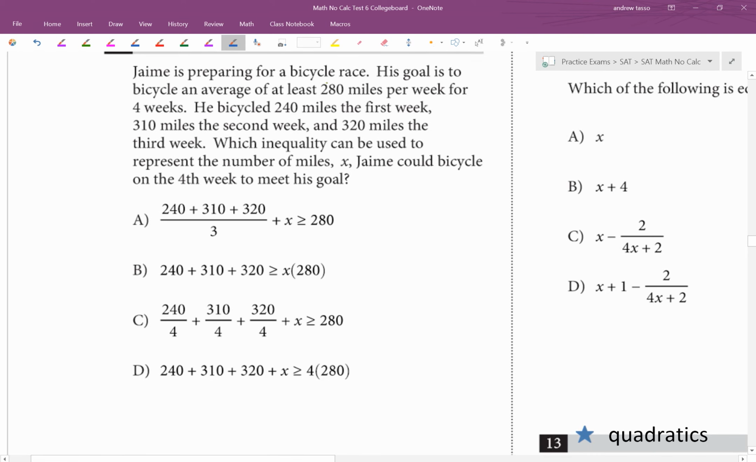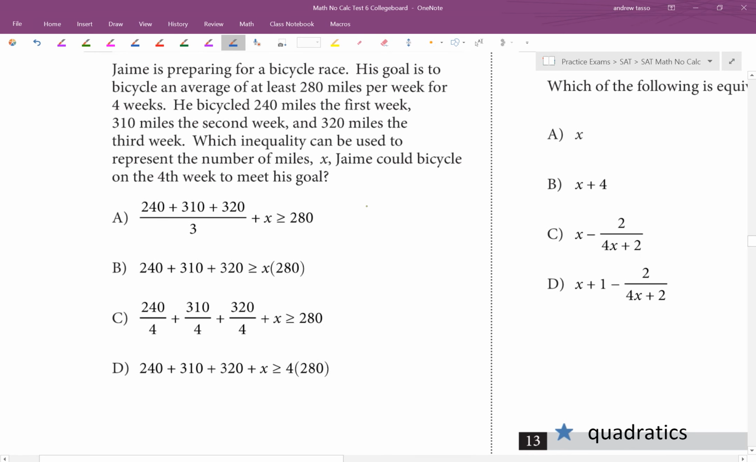Jamie is preparing for a bike race. His goal is to bike an average of at least 280 miles for 4 weeks. He biked 240 miles the first week. Right, so when we do an average, that's going to equal sum over number. So we can already start beginning to set up our average, which is to find the sum. So that's the first week, second week, third week. So we could do 240, 310, 320, and since we don't know the fourth week, we can use x for that, then divide by 4.